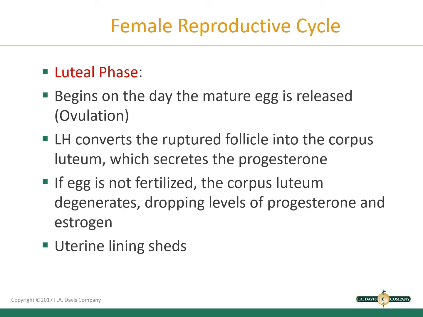The second phase of the female reproductive cycle is called the luteal phase. It begins on the day the mature egg is released, called ovulation. It lasts approximately 14 days or so, unless the egg is fertilized. And it'll end just before the menstrual period, assuming that no fertilization has occurred. So this is called a post-ovulation phase. So it's post-ovulation, and the body is starting to prepare the womb to accept a fertilized egg, also called an embryo.